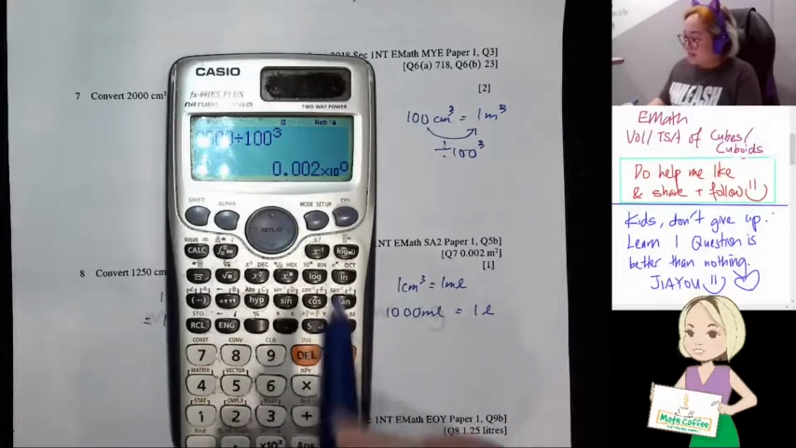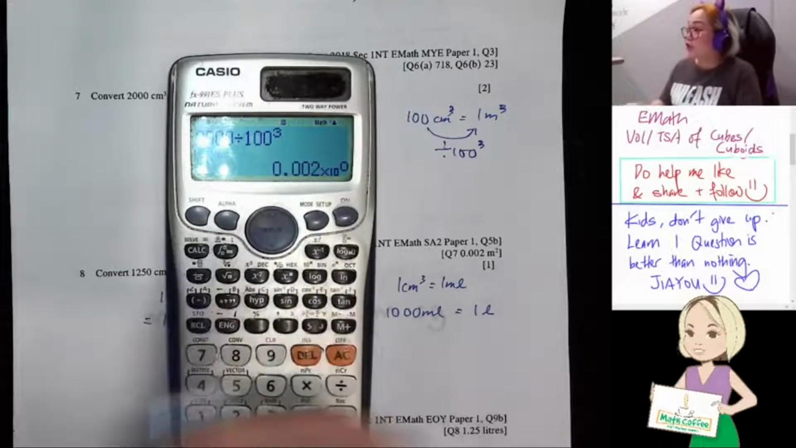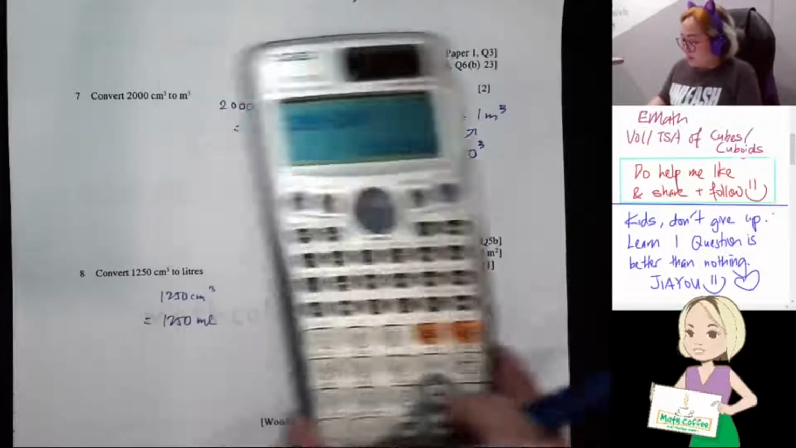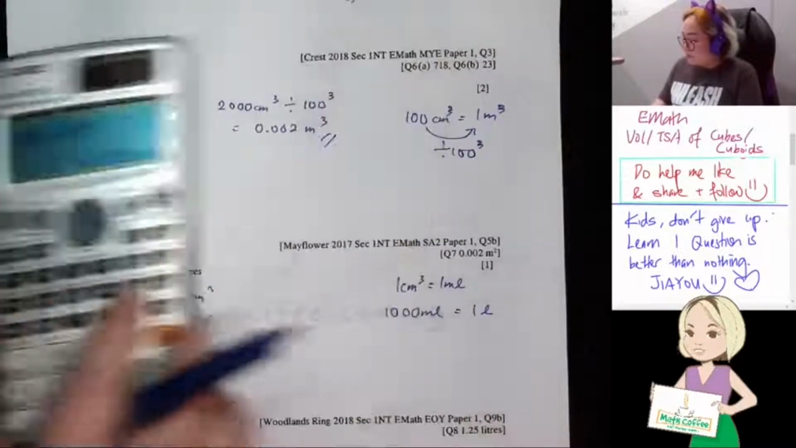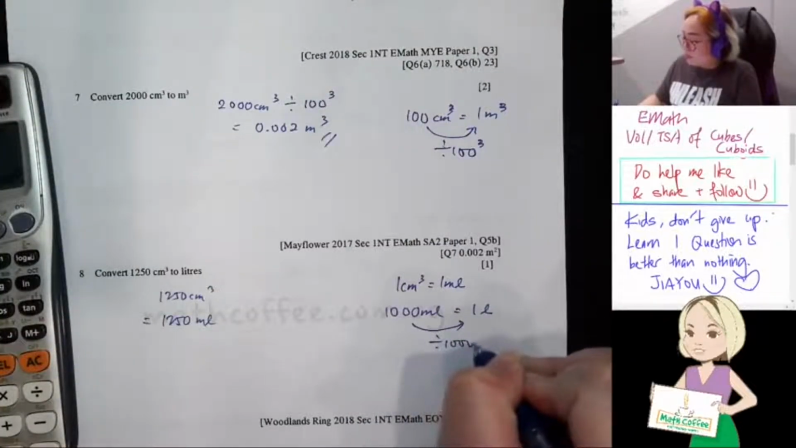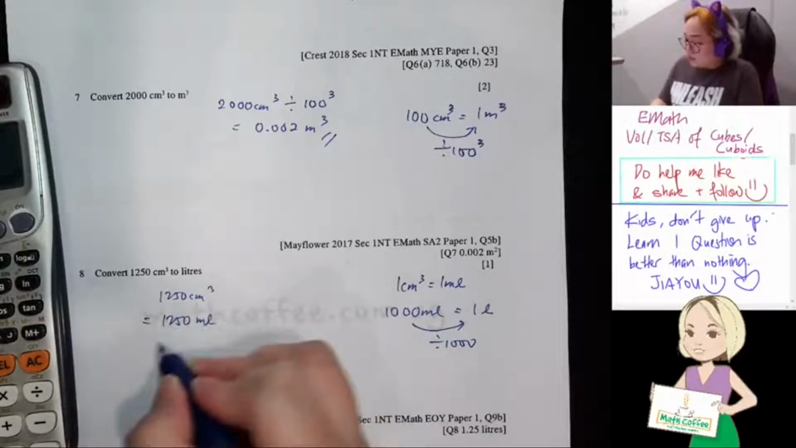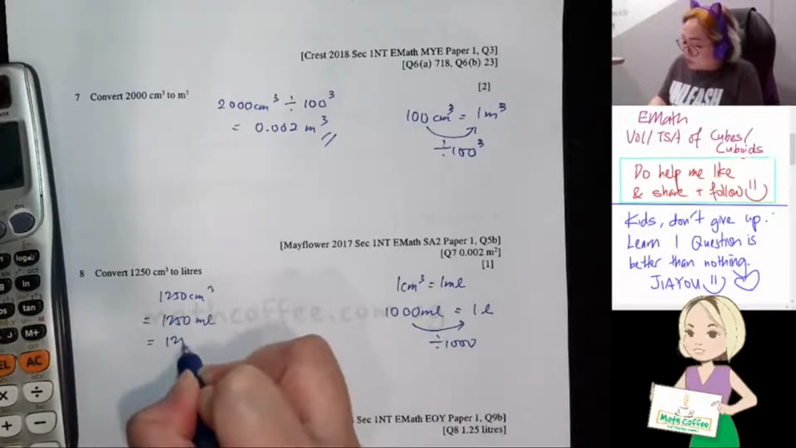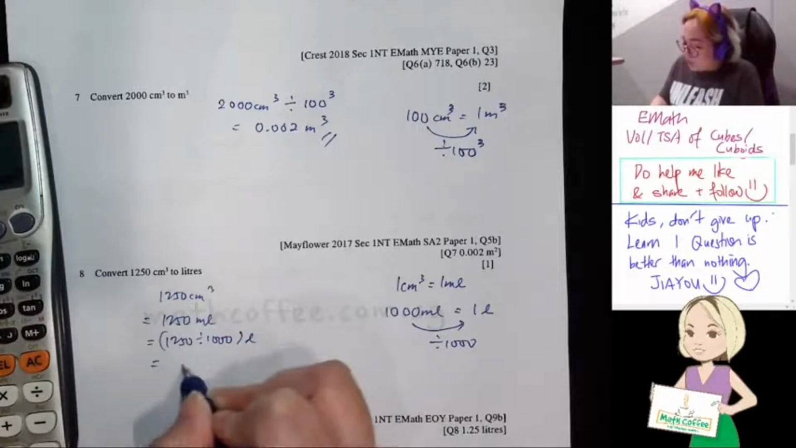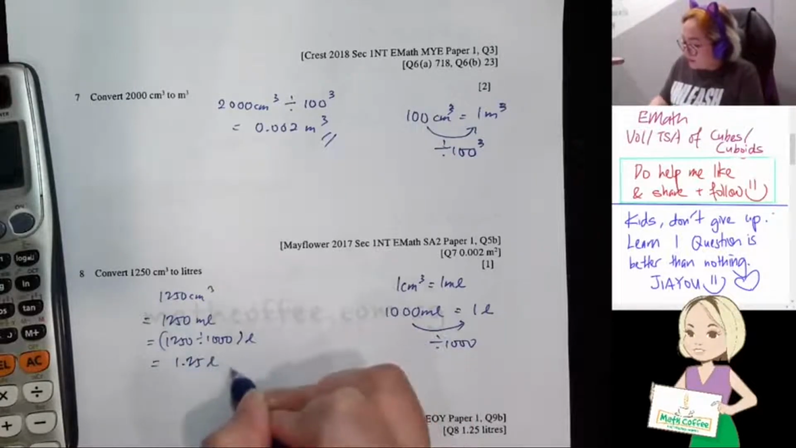Okay, so this is also very helpful when you change standard form. Okay, and so now this one, ml I want to change to liter. I also divide by 1000, correct? So over here we will divide by 1000. So 1250 divided by 1000 liter. So we get 1.25 liters.